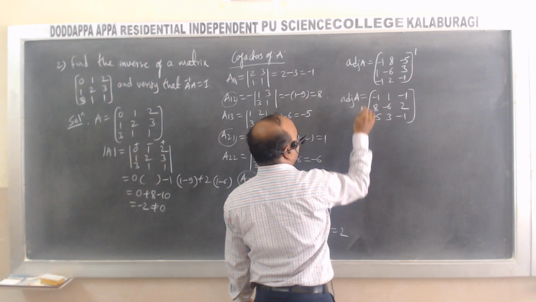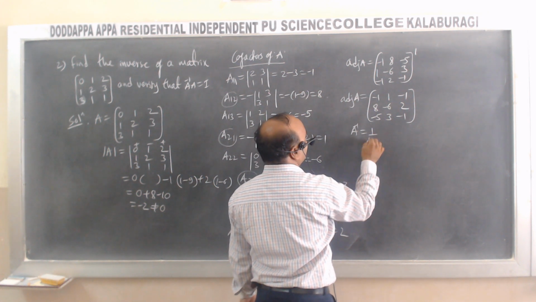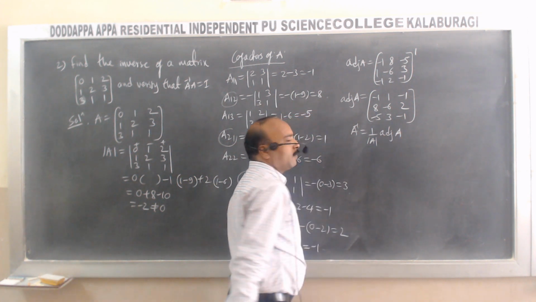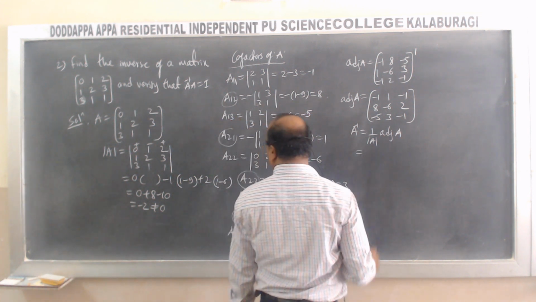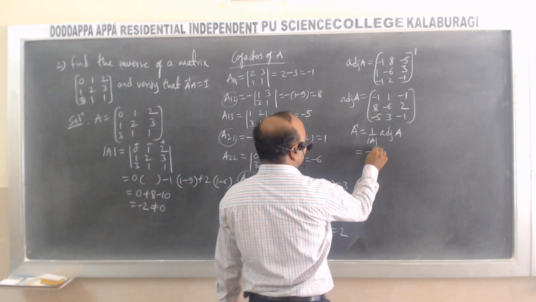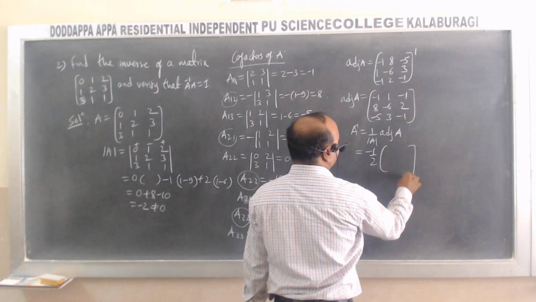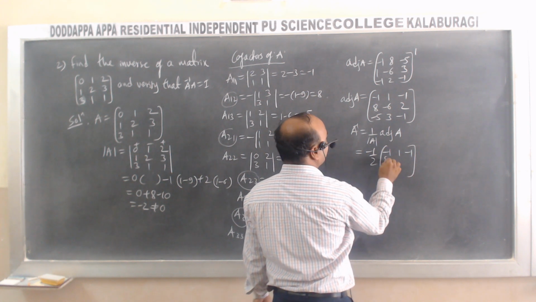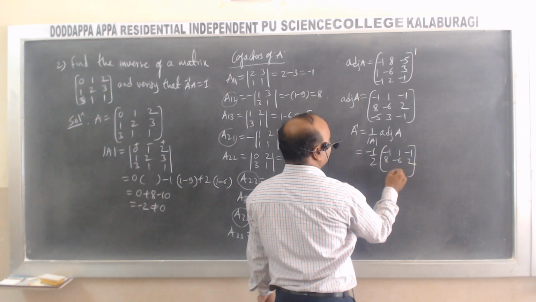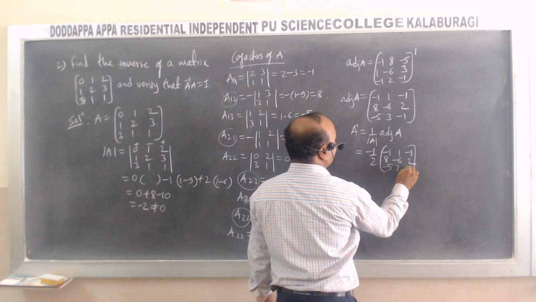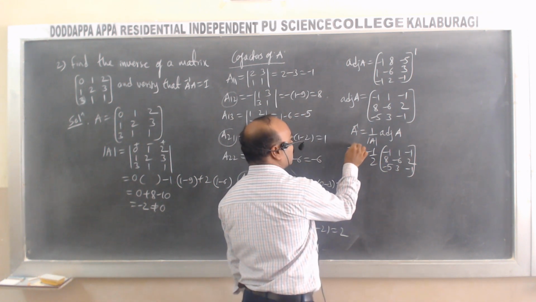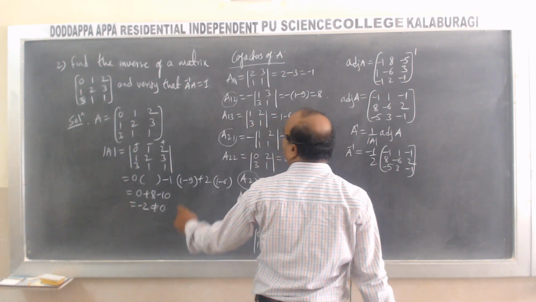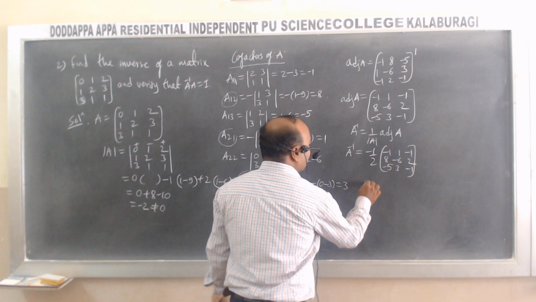Then we go for A inverse. A inverse equals 1 by determinant of A into adjoint of A. Here determinant A value is minus 2, therefore it is minus 1 by 2 into adjoint: minus 1, 1, minus 1, 8, minus 6, 2, minus 5, 3, minus 1. It is A inverse. Then we go for verification, that is A inverse into A.